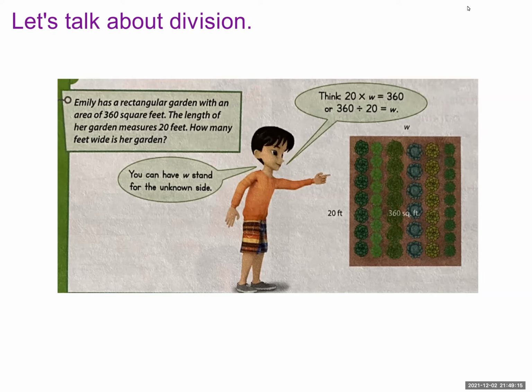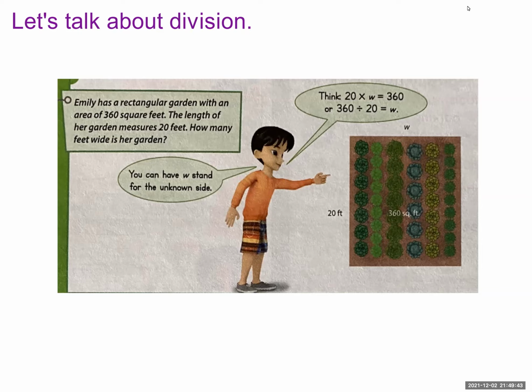And it looks like it's a rectangular garden, and one side is 20 feet. The other side just says W. And then in the middle, it says 360 square feet. So if I look up to the left, I can go and read the problem. It says, Emily has a rectangular garden with an area of 300 square feet. The length of her garden measures 20 feet. How many feet wide is her garden?